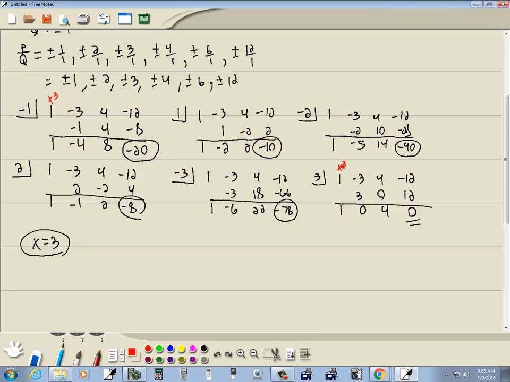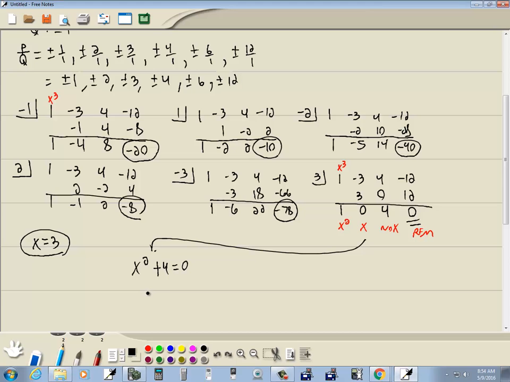Now, this started out as x to the third. This is now x squared. It'll always be 1 degree lower once you find an answer, once you've got a remainder of 0. So this is x squared, this is x, this is our constant term, and that's our remainder. Now, anything with a 0 you ignore. So we're left with x squared plus 4 is equal to 0.